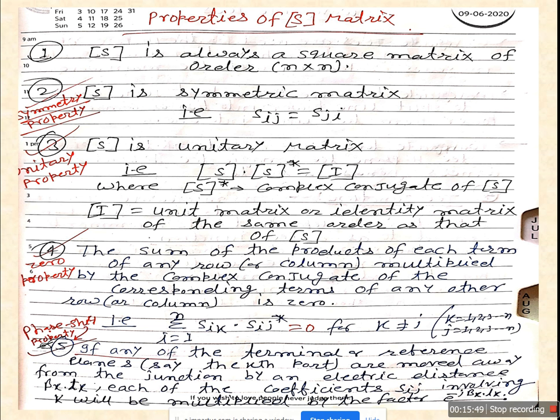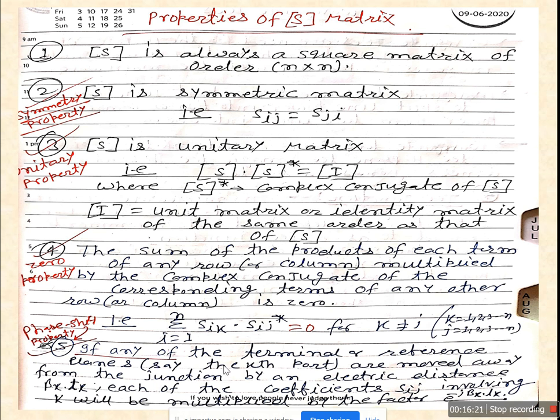Take any row or column, say the first row, then multiply it with the complex conjugate of the corresponding terms. If you take the first row on this side, and on this side the first row of the complex conjugate of the other matrix, multiply and add completely, it gives 0. We will see this in the magic T questions.